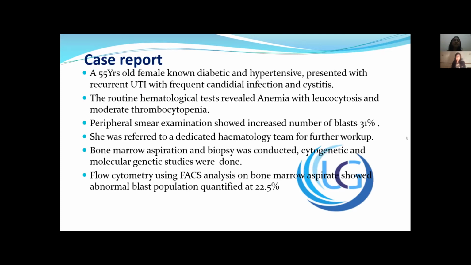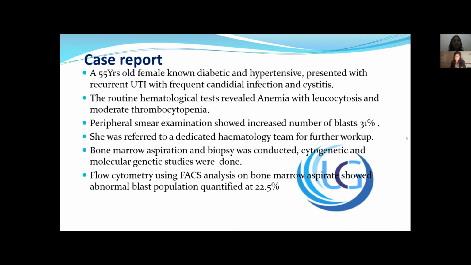Case report. A 55-year-old female, non-diabetic and hypertensive, already immunocompromised, presented with recurrent UTI with frequent candidal infection and cystitis. The routine hematological test revealed anemia, with hemoglobin of 7 gram per dl, and leukocytosis. Total leukocyte count was 22,800 and moderate thrombocytopenia, with 50,000 platelets. Peripheral smear examination showed an increased number of blasts, 31%. She was referred to a dedicated hematology team for further workup.